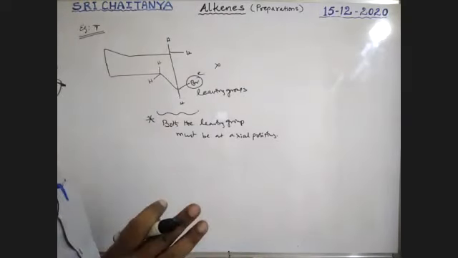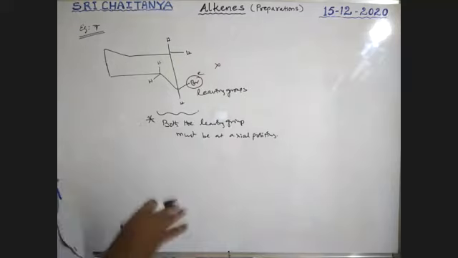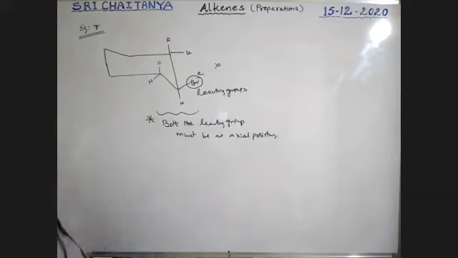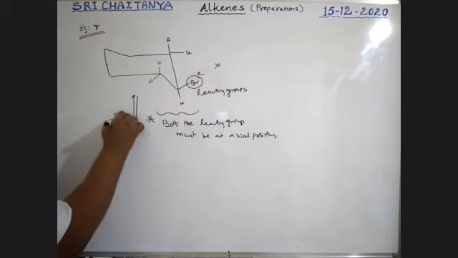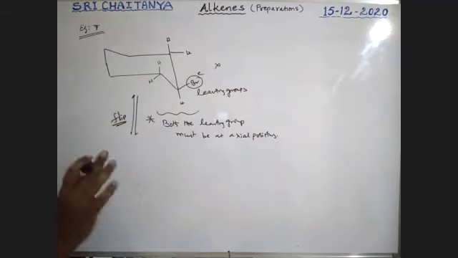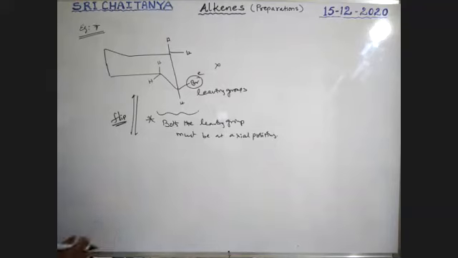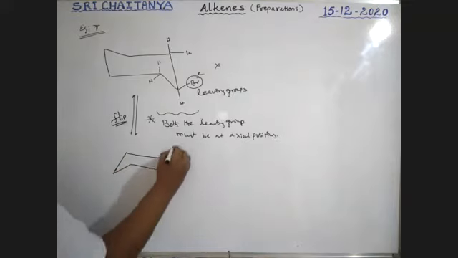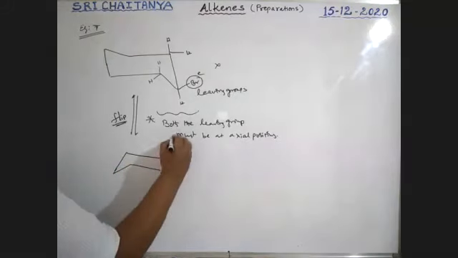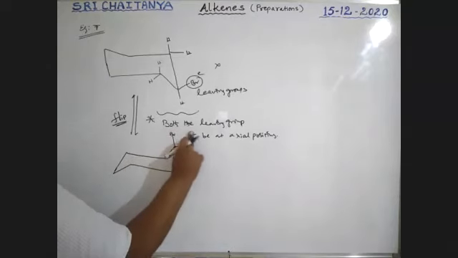So if you want to eliminate this one, ring flipping takes place. That means axial changes to equatorial, and equatorial changes to axial. So ring flipping takes place, like this. Now our bromine is at axial position. This is hydrogen.